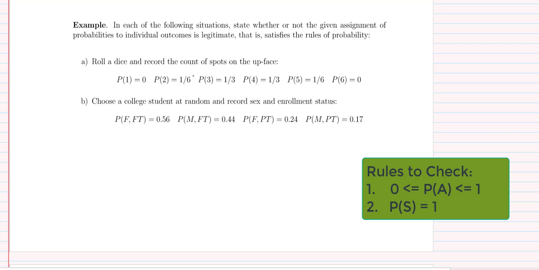Now, since we can see that all of these are between 0 and 1, what we want to do is make sure that these all add up to 1. So I'm just going to leave this as a 0. This is 1/6, so this is 2/6, this is 2/6, this is 1/6, and that's a 0. So 1 plus 1 is 2, 2 plus 2 is 4, plus 2 more is 6. So this tells me that the sum of these is equal to 1, which tells me that this is a legitimate probability model, or that the assignment of these probabilities is legitimate.